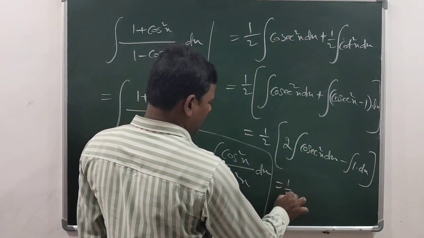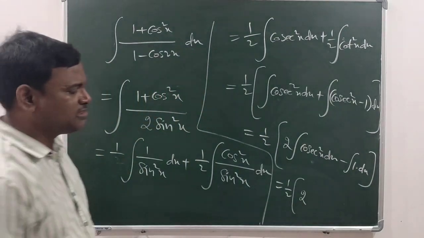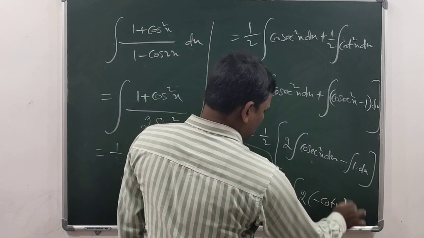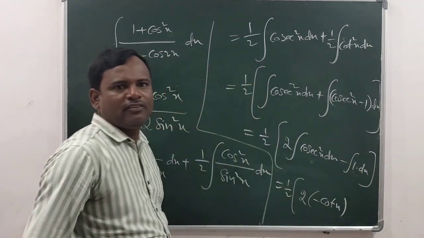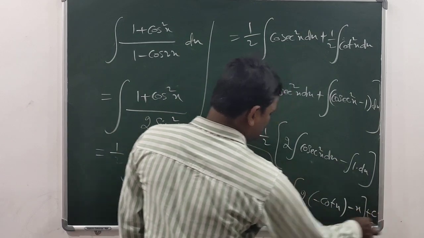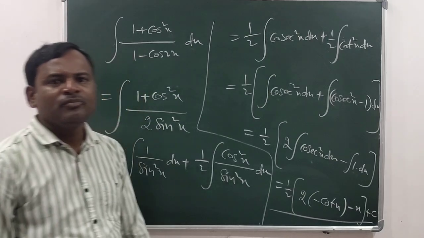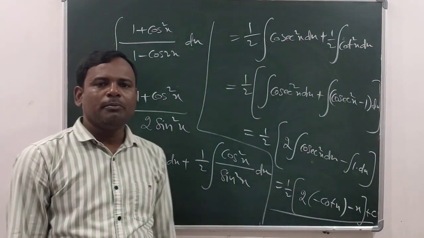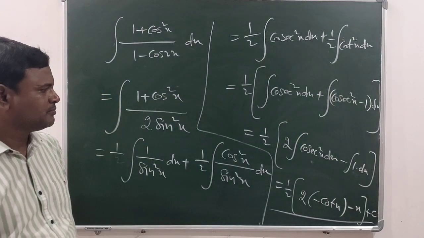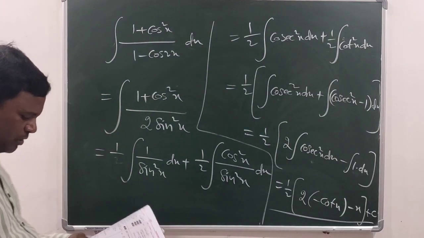Now right here 1 by 2 of 2 into integral of cosec square x is minus cot x. Minus cot x, integral of 1 dx will be x plus c. Now simplify this. So here 2 will get cancelled. Minus cot x minus x by 2 plus c will come. Okay? Right. Now let us go to one more application.